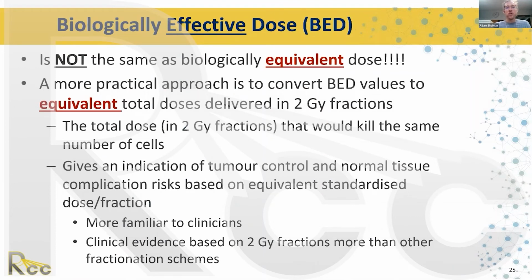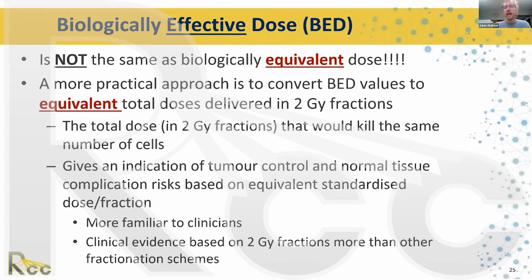So biological effective dose, BED, is not the same as biological equivalent dose. A more practical approach is to convert BED values to equivalent doses delivered in 2 gray fractions. This would be our EQD2, equivalent dose in 2 gray: the total dose in 2 gray fractions that would kill the same number of cells, given an indication of tumor control and normal tissue complication risks based on equivalent standardized dose per fraction.